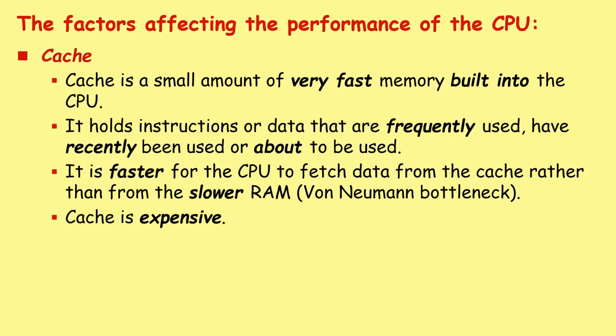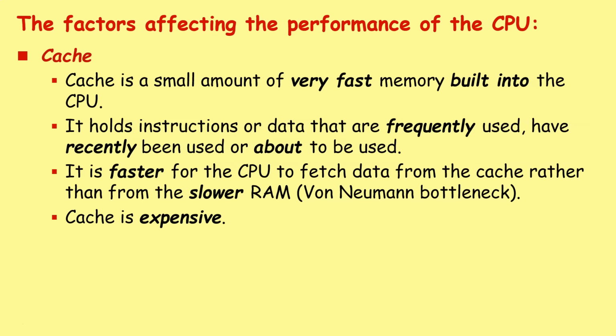Cache. Cache is a small amount of very fast memory built into the CPU. It holds instructions or data that are frequently used, have recently been used, or are about to be used. It is faster for the CPU to fetch data from cache rather than from the slower RAM.